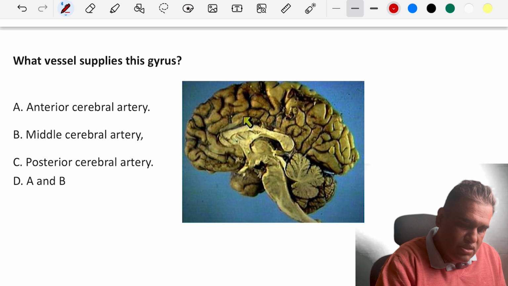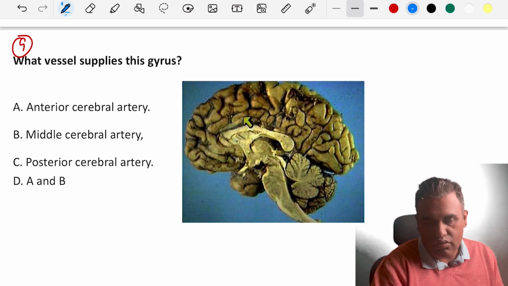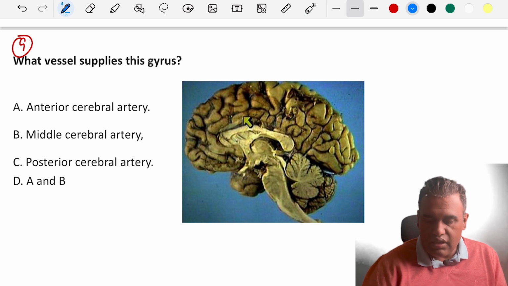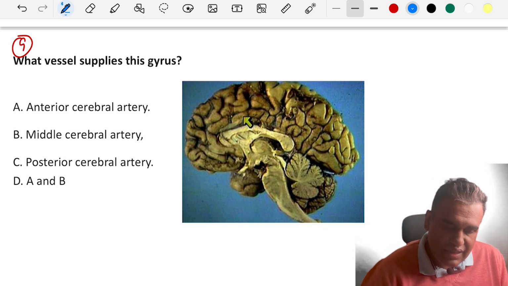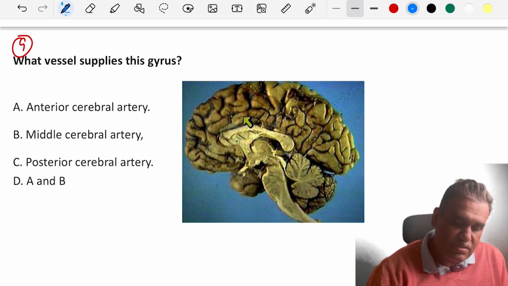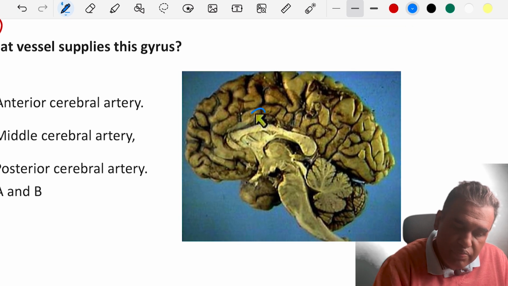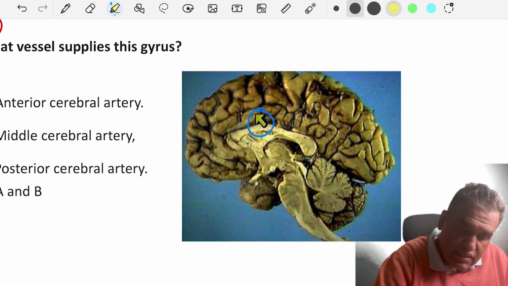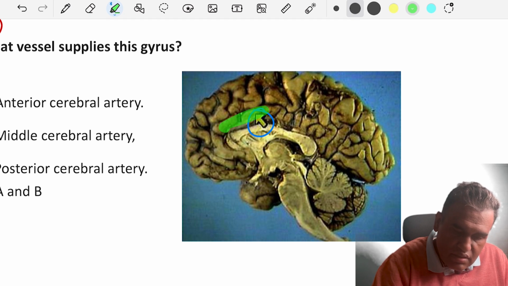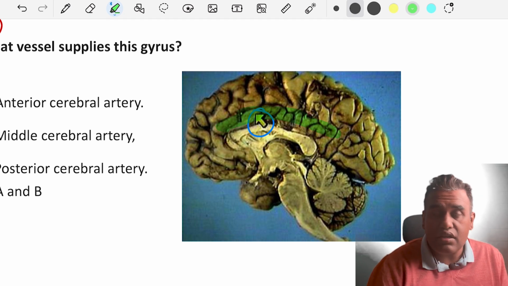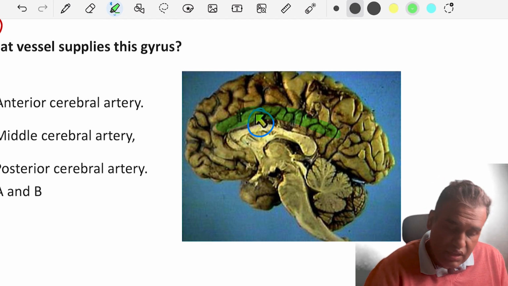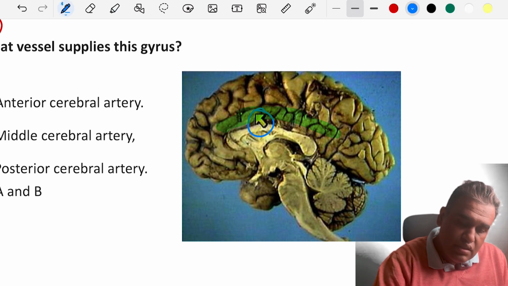What vessel supplies this gyrus? Now, these questions might look a bit small, but they can give a good complete clinical situation, and the zest of the question is this only. The question is, what vessel supplies this gyrus? Which gyrus? The arrowed gyrus. Where is the arrow? Here is the arrow. Which gyrus is this? Think about it. This is the gyrus above the corpus callosum. This is the cingulate gyrus.